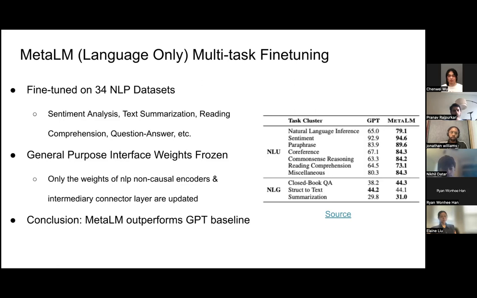The overall conclusion from the paper is that the MetaLM model outperformed the baseline GPT model. While I was reading the paper, I found it somewhat confusing that they didn't use GPT-2 or 3, because those are more recent models. They chose to use the GPT base that was released many years ago, but it did outperform the GPT baseline on these NLP tasks, which is promising.